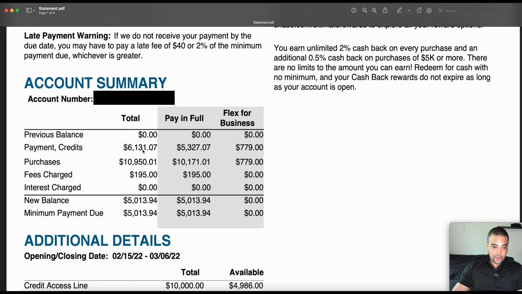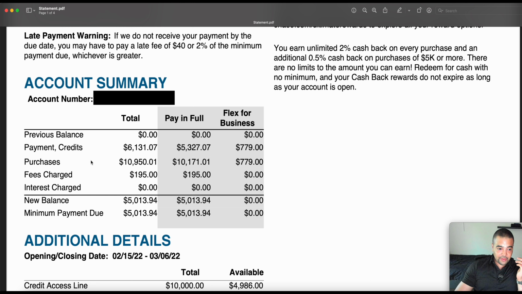Now this Flex for Business, we don't really need to spend much time on that. This is basically Chase saying, hey, something in here that you purchased is eligible for Flex for Business. It's basically saying that if you needed more time to pay it off, you could enroll in that. But for our purposes, we don't need to worry about that. Now we have, of course, purchases, so you can see the amount of purchases, and then, of course, pay in full. So they're doing some math here if you wanted to do that.